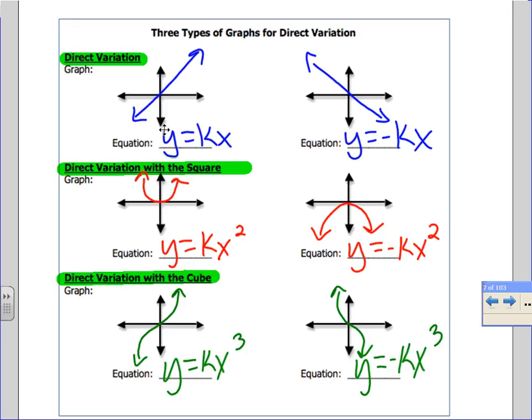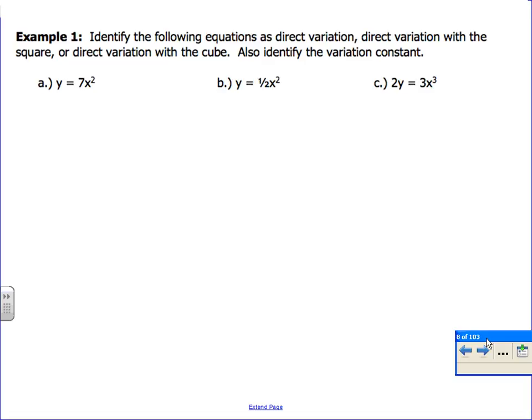Okay, is everyone done with those? Okay, here's where I'm going to start to skip around. Okay, example 1, the directions are identify the following equations, and then your homework has this on, as direct variation with the square, or direct variation with the cube. And then identify the variation constant. So letter A, what kind of direct variation is that? Luke B? Good. So I'm going to write down dv, direct variation with square. I'm going to abbreviate. Just know what that is, Luke B.